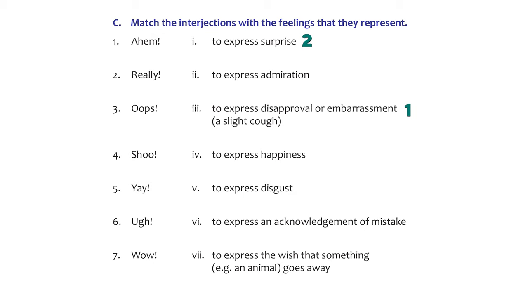That's right, the first one. The third one, oops. Which one do you think matches that? It is the sixth one. That's correct. It's to express an acknowledgement of mistake. And fourth one, shoo. It is to express the wish that something goes away. Like an animal, we shoo it away, right?